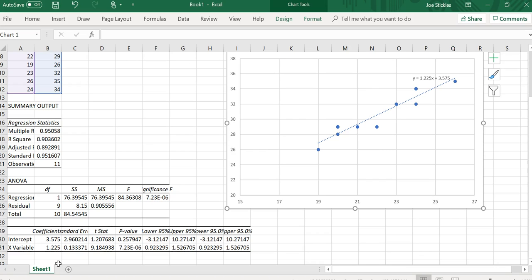All right, so let's go back over here now and compare this to what we have. This is the left-hand side, right?